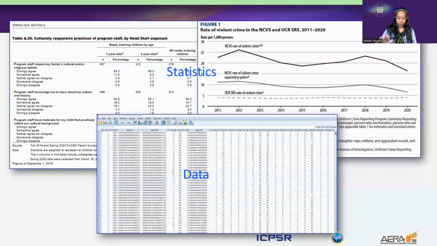Here is a quick visual with the statistics in the back and then the data there in the front. And a lot of times the data is or can be made available to you. So you see there the raw numbers compared to the graphs and charts and outputs, statistical outputs.